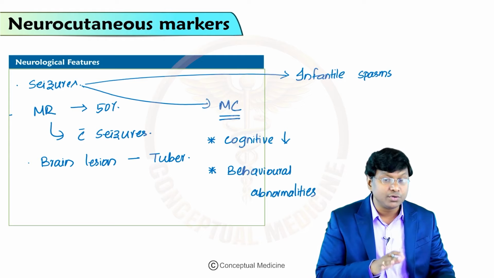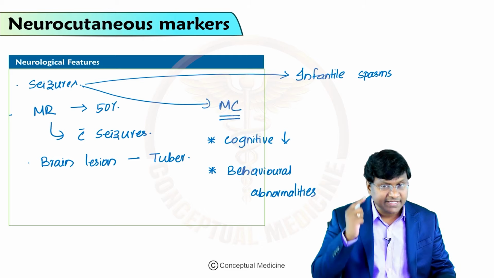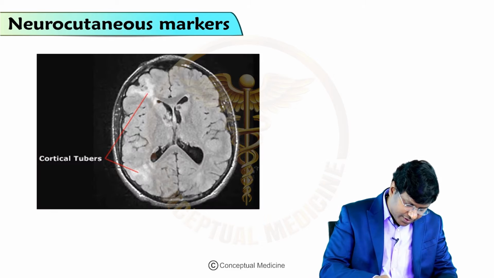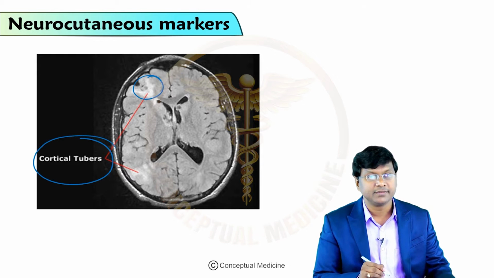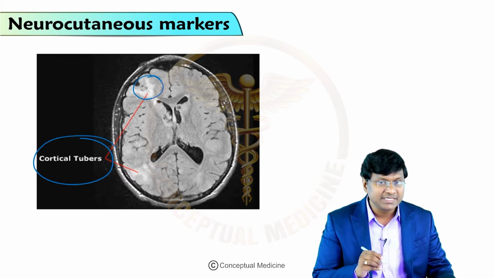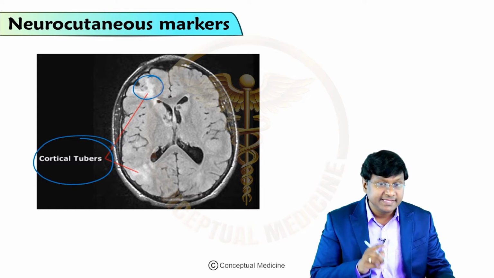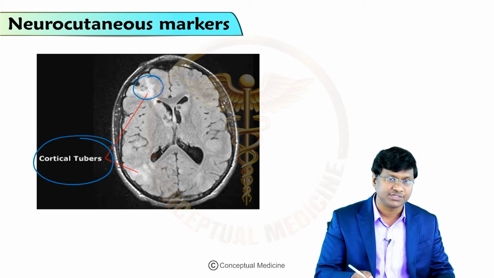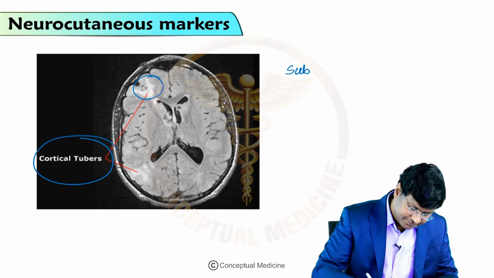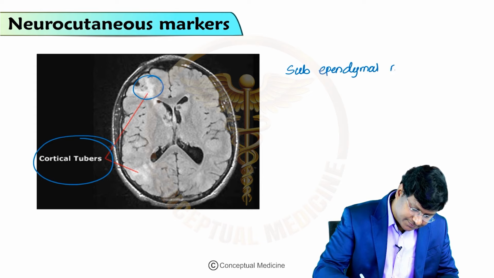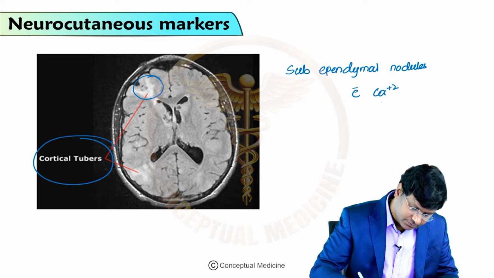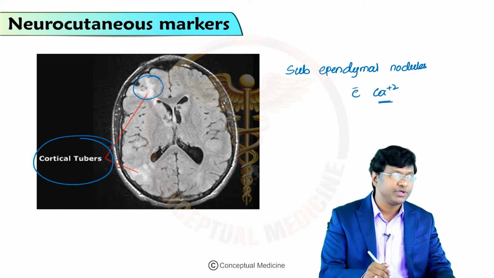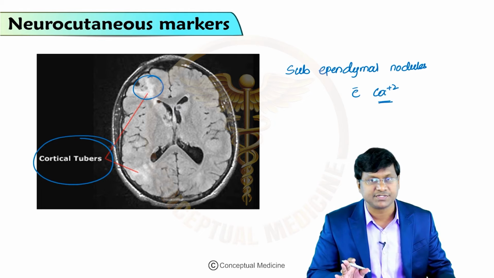Right? So these are the neurological manifestations that you will see. And even in the imaging, this will be your cortical tuber. And when you do imaging, what does this imaging show? The imaging in these individuals will show you the presence of subependymal nodules with calcification. Subependymal nodules with calcification on neuroimaging is a characteristic neurological manifestation.